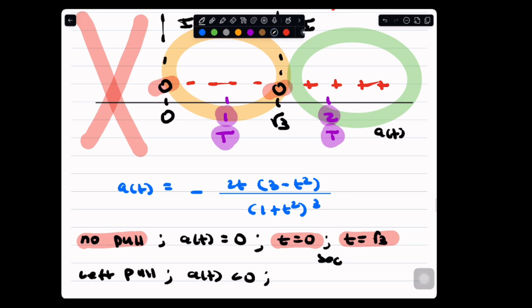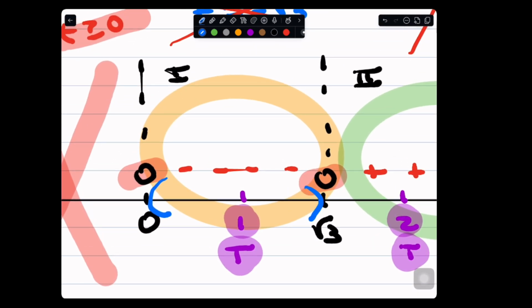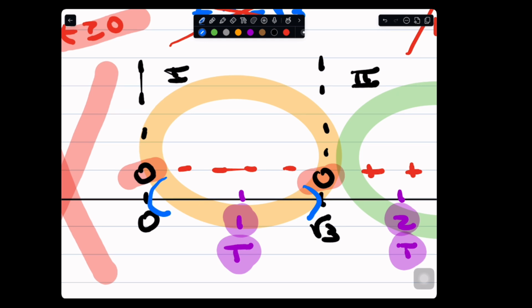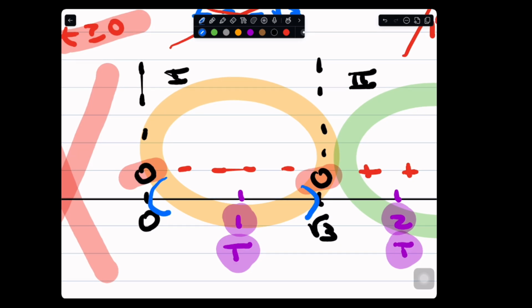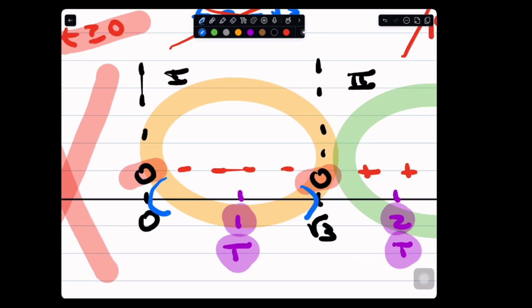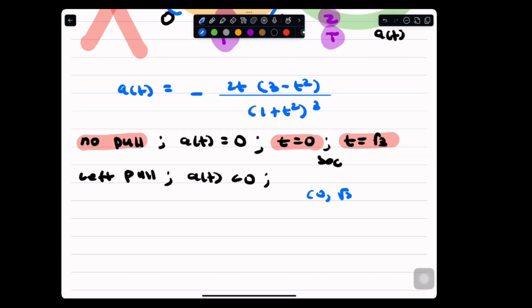And that's going to happen in this interval here. Now, notice, these are 2 open intervals. Why do they have to be open? Do you guys know why they have to be open? Because at 0 and the square root of 3, acceleration equals 0. We're looking for negative acceleration. 0 is not negative, so we don't include 0 or the square root of 3. So this is what it looks like in interval notation. That's now 0 strictly less than t, less than the square root of 3. That's when the particle has a left pull, or is being pulled to the left.